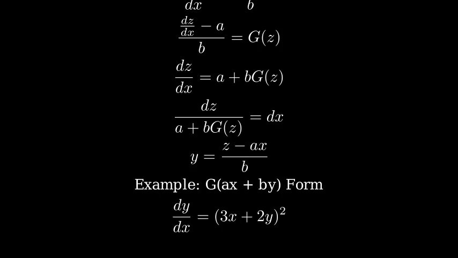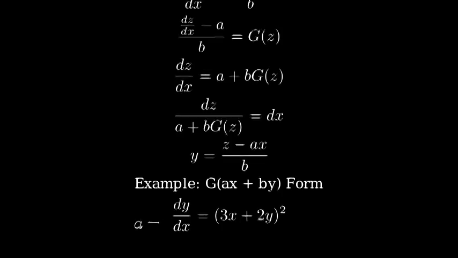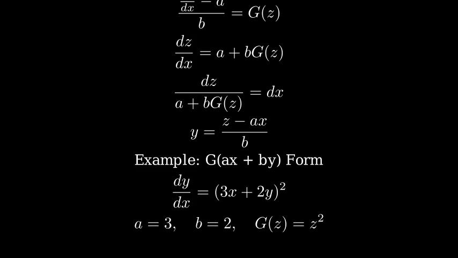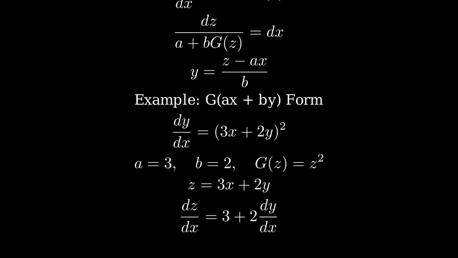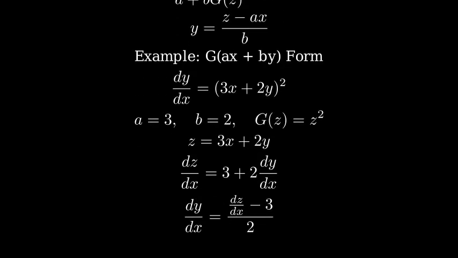Consider the equation dy/dx = (3x + 2y)². Comparing with our form dy/dx = g(ax + by), we have a = 3, b = 2, and g(z) = z². We apply the substitution z = 3x + 2y. Then dz/dx = 3 + 2 dy/dx. Solving for dy/dx = (dz/dx − 3)/2.